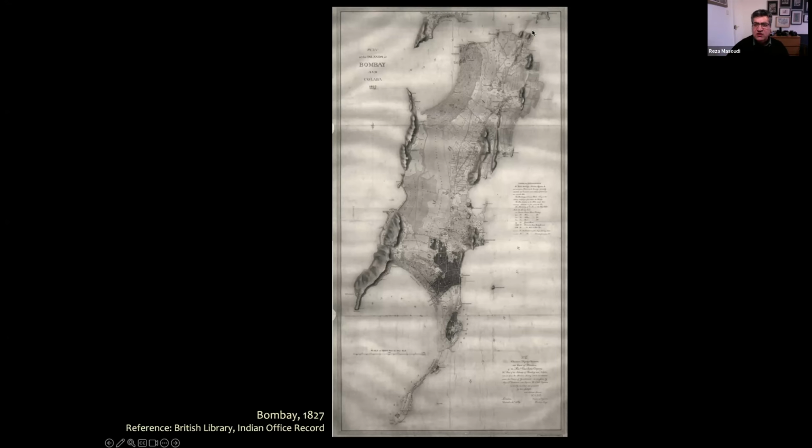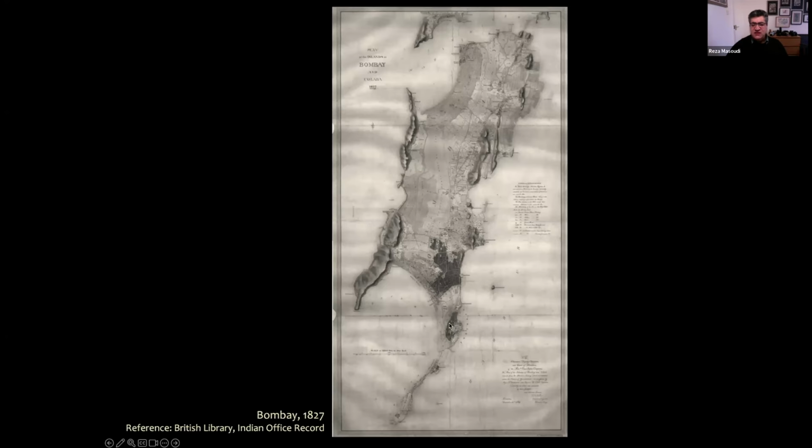Can you see my pointer? Krishna, can you see my pointer? Yes. Okay, so you can see here, actually, here is just an island, right? But today, if you go to Mumbai, this is connected to the northern part. This is Mahim Bay, for those who know Mumbai, and that's the Back Bay.